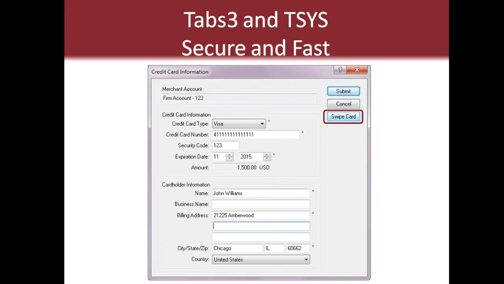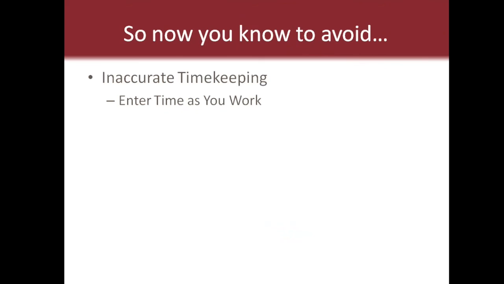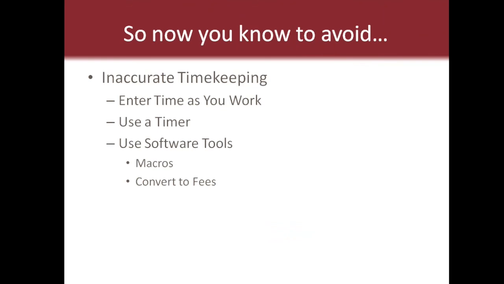So there you have it. You can now avoid the most common mistakes that attorneys make. So to review that, if your problem is inaccurate timekeeping, you can enter time as you work, and an easy way to do that is to use a timer. Additionally, you can use software tools such as your macros to make data entry easier, your convert to fees, and then you don't have to duplicate the effort, and Tabs3 reconnect when you're out of the office.